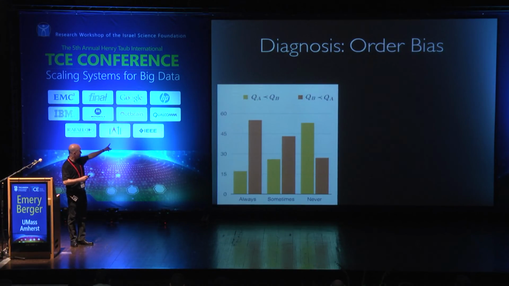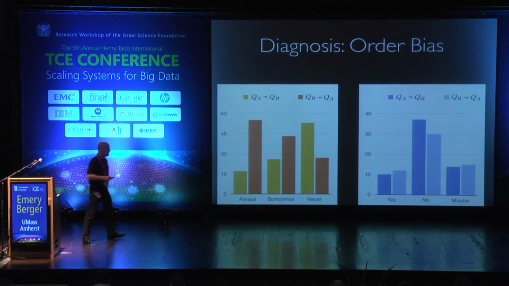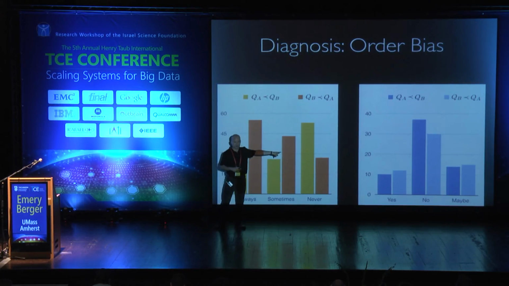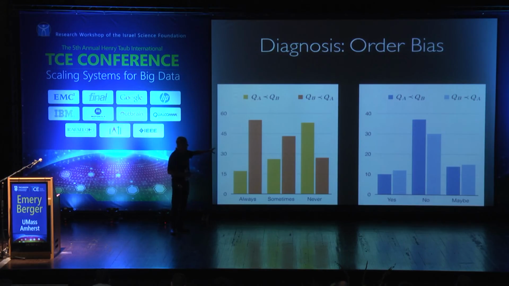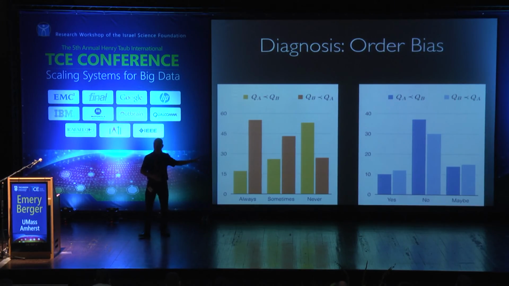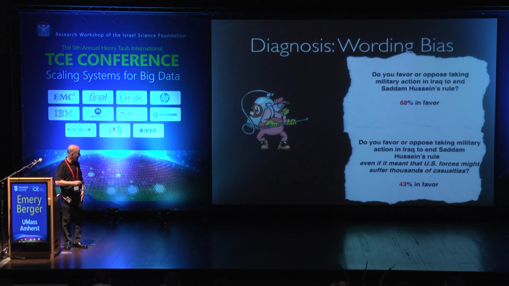Here is a distribution of ordering, question A before question B, or question B before question A, for the two different questions. You can see that in this case, the distributions are very different, and the distributions over here are about the same. So SurveyMan does a hypothesis test, and if the difference is statistically significant, it warns the user that there's some order bias.